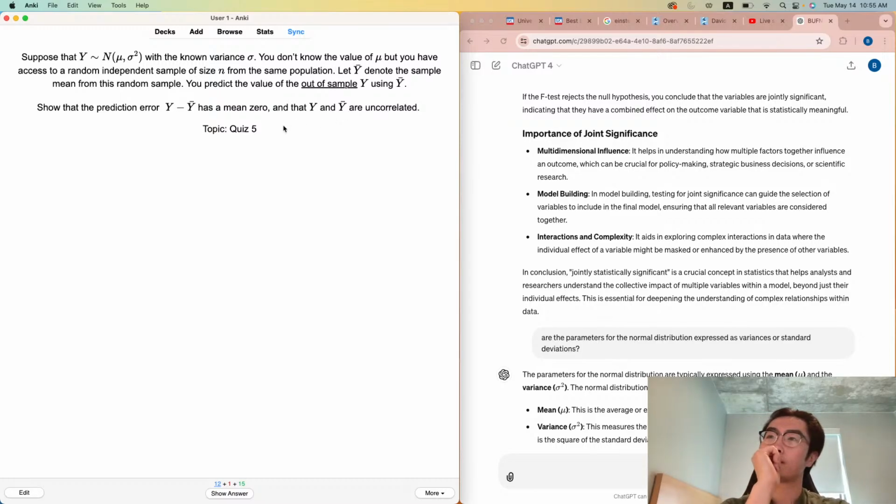Alright, well, you could do the expectation of y minus the expectation of y times y bar minus the expectation of y bar. So that's the covariance. So you just take the sum of that.